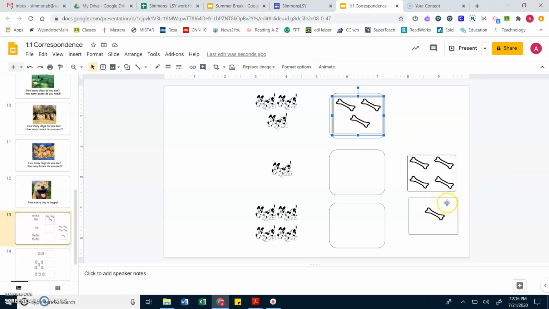Our last picture has 1. So we need 1 bone for our 1 dog. So 1 and 1.